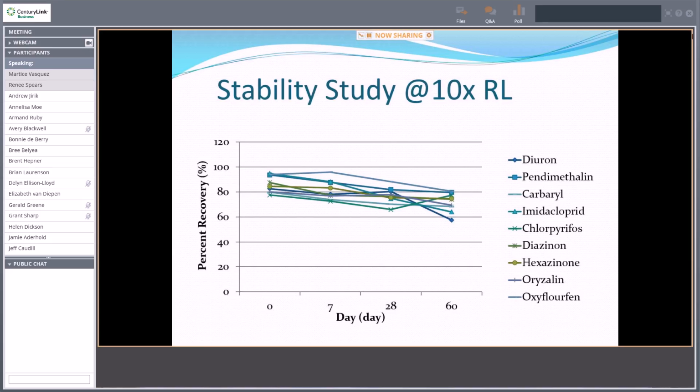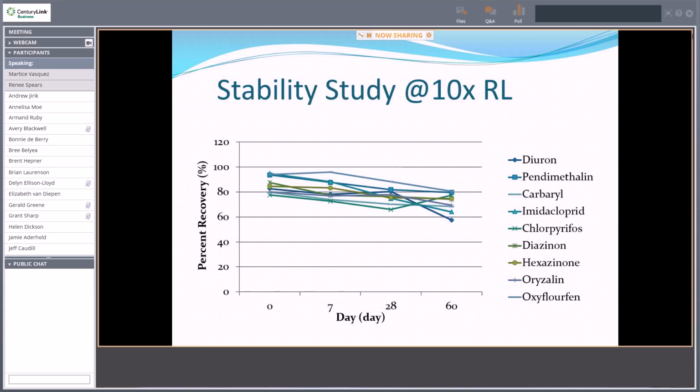So at day 0, 7, 28, and 60 days post-spiking. We took replicate 1-liter water samples. We spiked at 10 times the reporting limit in 12 replicates. We loaded all of those onto the cartridges, and then we put them all in the refrigerator and then pulled out 3 replicates at a specific time point.